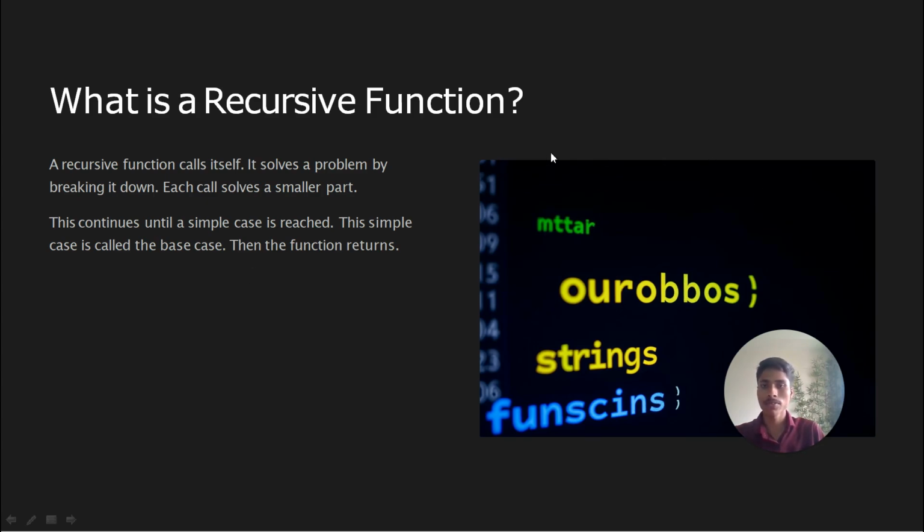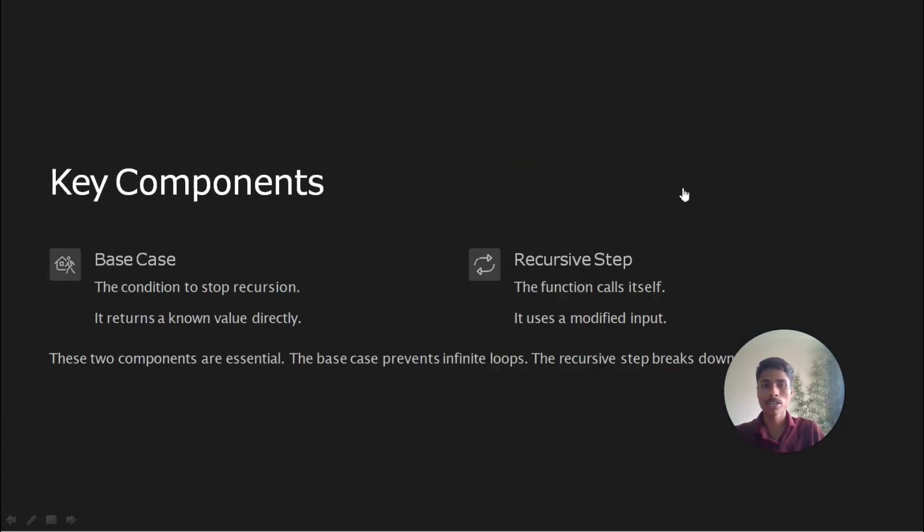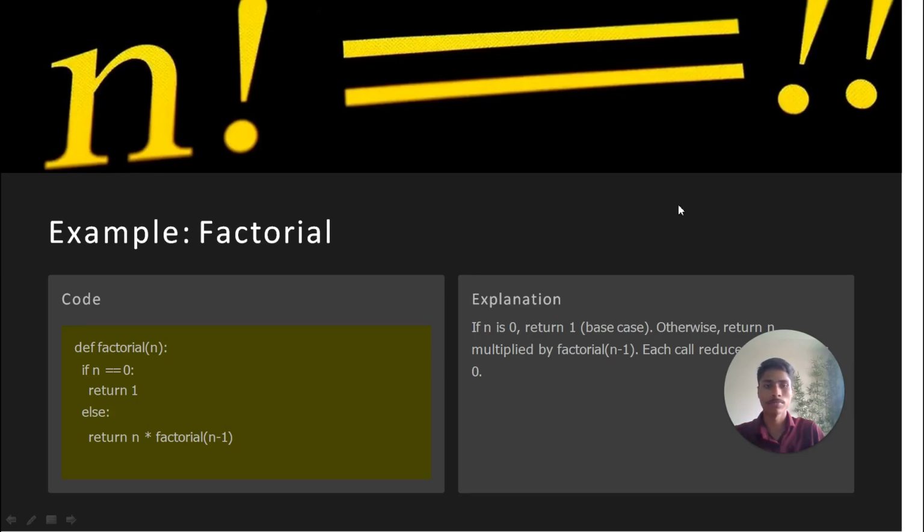Then afterwards we learn about the key components. First, the base case, and the other is the recursive step. In the base case, the condition to stop the recursion is there. It returns the value directly. And in the recursive step, the function calls itself, using a modified input only. These are the two essential components of a recursive function.